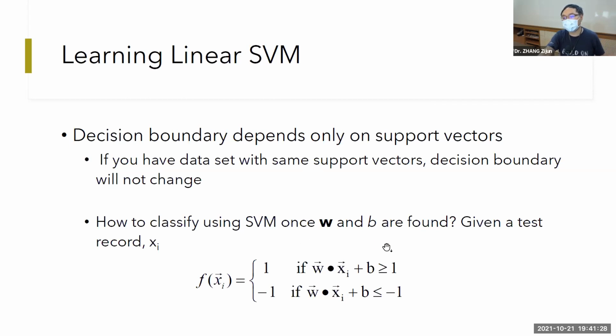Once we have W and B determined, given a test record, how can we use SVM to do classification? You basically just feed the data into this linear boundary, and you check whether it is larger than or equal to 1, or less than or equal to -1. If it is larger than or equal to +1, the data will be assigned to class +1. If it is less than or equal to -1, the data will be assigned to class -1.